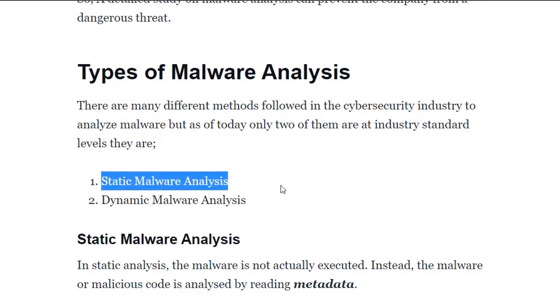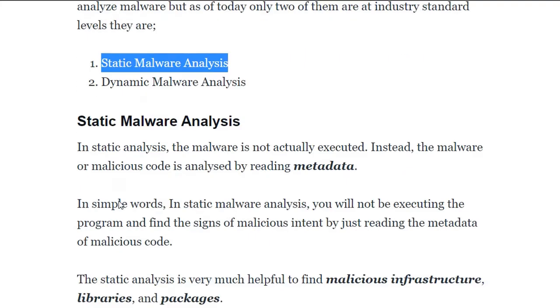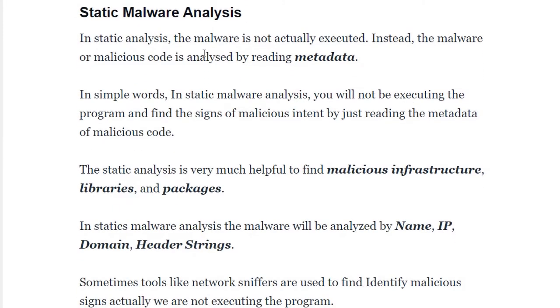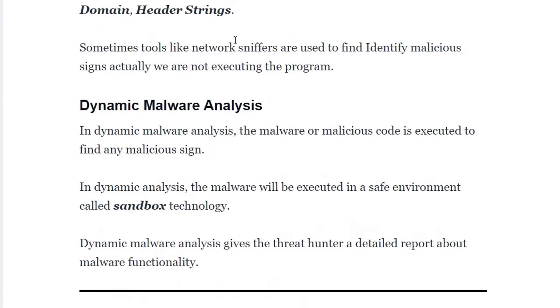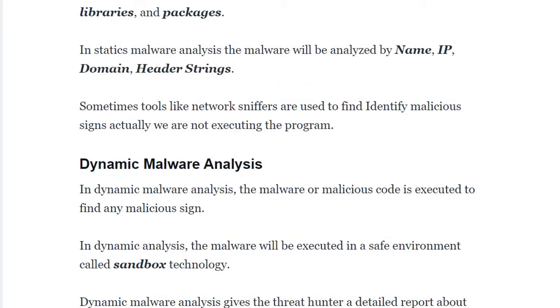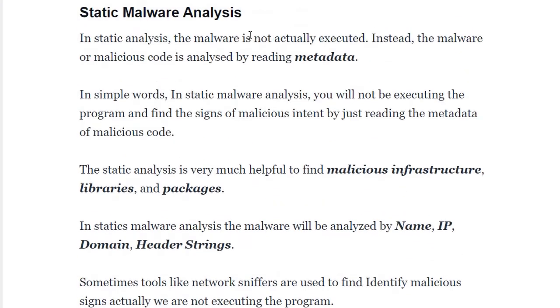So let me discuss the static and the dynamic malware analysis. In static malware analysis, we are not executing the malware, but without executing the malware we just study it. This is possible by just reading the metadata or the title, or by just seeing a piece of the malware code. And I've also given what information we can get from static malware analysis.